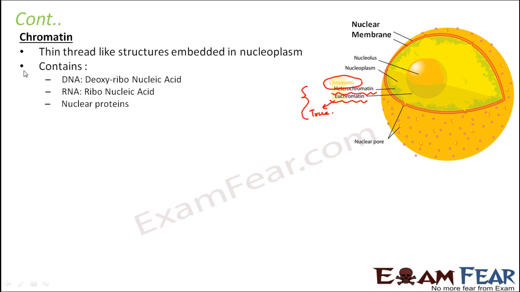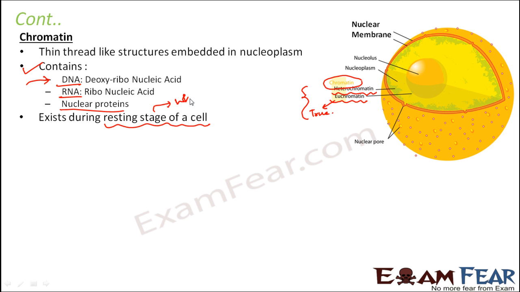Now, what is chromatin made up of? It contains DNA, RNA and nuclear proteins. For most animals, DNA is the genetic material. This chromatin exists during the resting stage of a cell. What do we mean by resting stage? Resting stage is the stage of a cell when the cell is not dividing to form new cells. These chromatin will be present only during the resting stage. As soon as the cell starts to divide, during the dividing stage, the chromatin gets transformed into chromosomes.